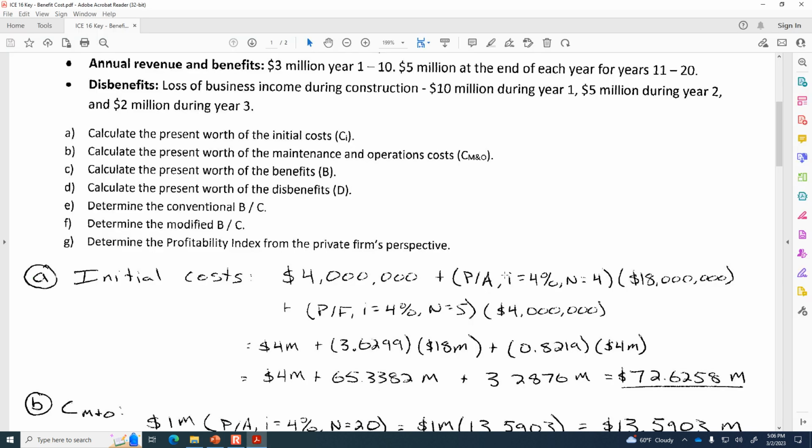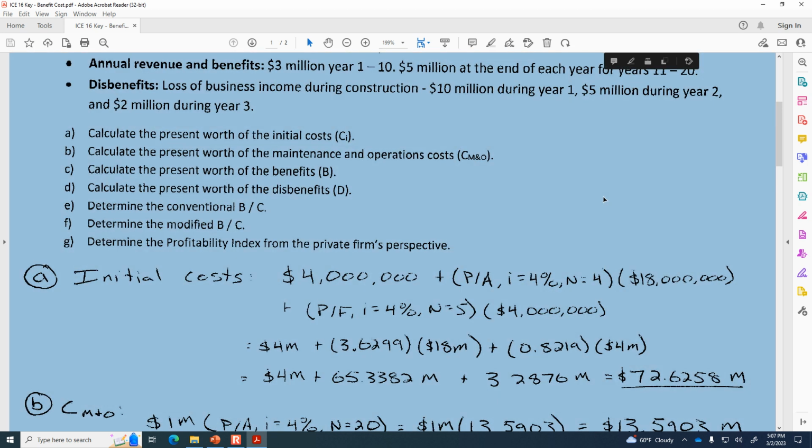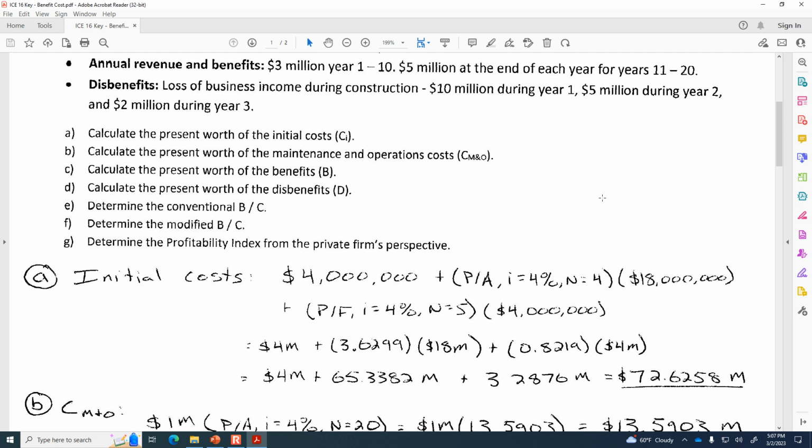Okay, so for example, for the initial costs, we're just going to be using the $4 million that's already at the present, and the $18 million, since that's repeating for 4 years, we can do the P/A factor for that. And then there's the single $4 million out there at year 5 that we need to discount to the present. So you should get that it's $72.6 million for the initial costs.